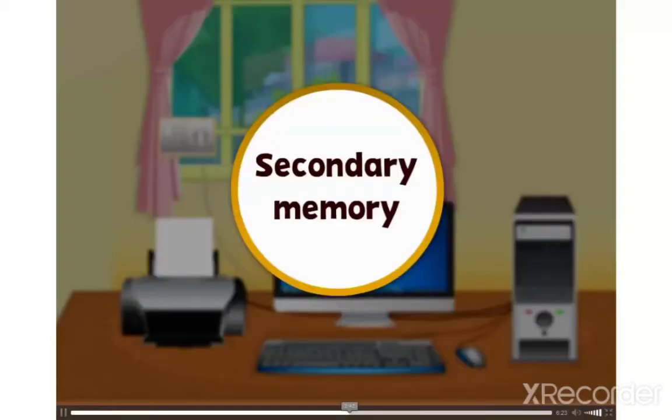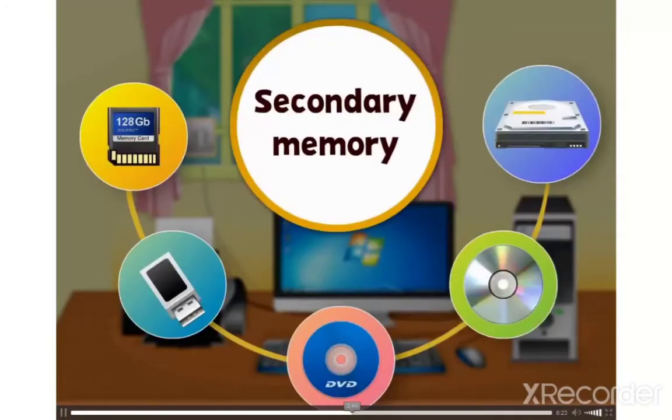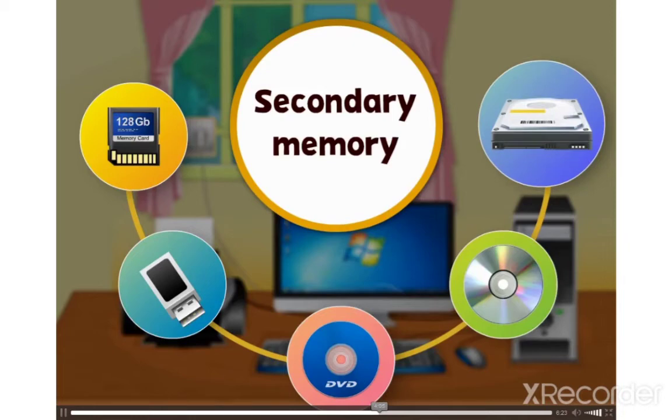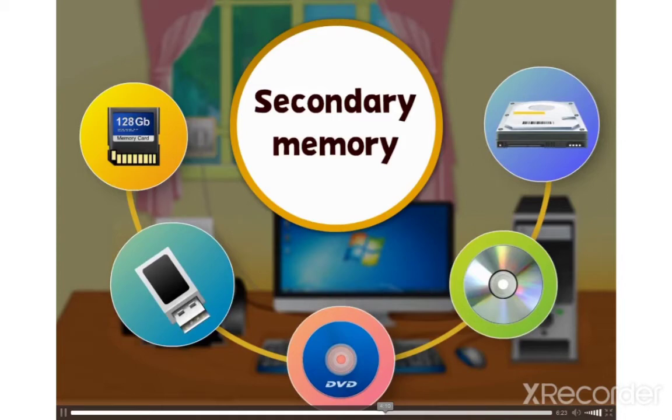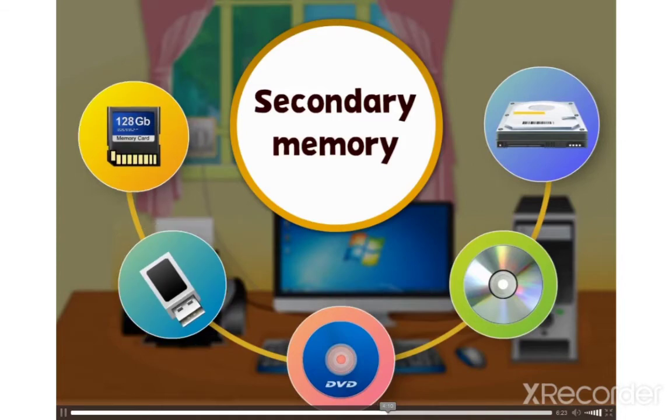Secondary memory is the external memory and it stores the programs and data for future usage. It is also known as auxiliary memory. It is not directly accessible by the CPU and is non-volatile. The secondary storage has a much larger storage capacity. Hard disks, compact disks, DVDs, pen drives, memory cards are all secondary memory devices.